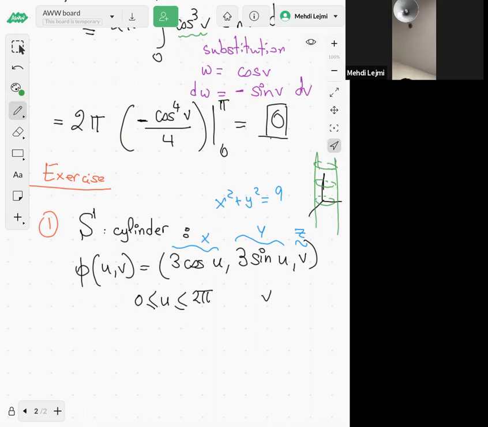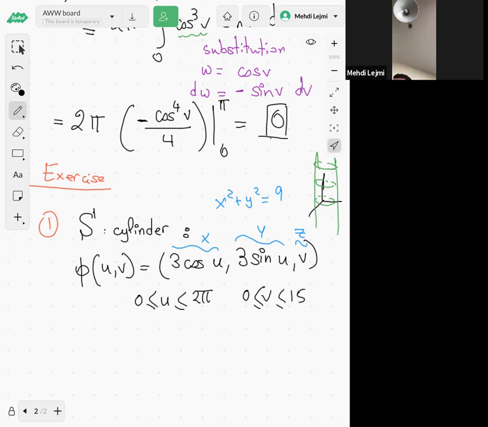Then, because you need the surface to be bounded, let's say v is between 0 and 15. So we're gonna take the portion of the cylinder with height z between 0 and 15. z is equal to v, so the height z is between 0 and 15.